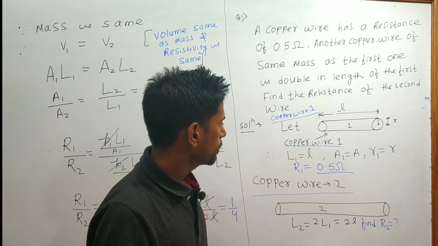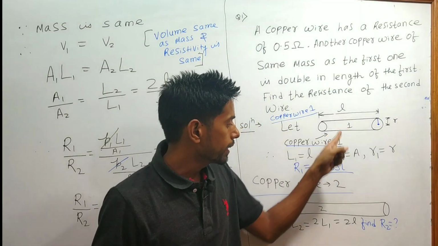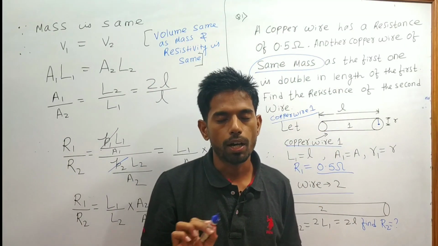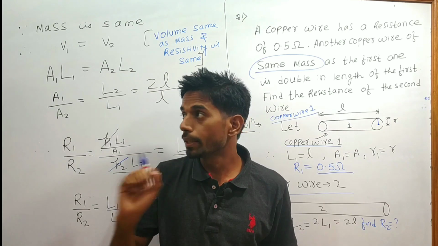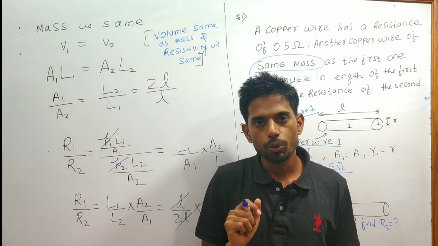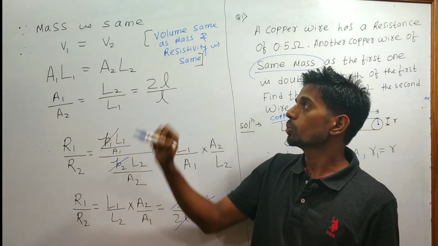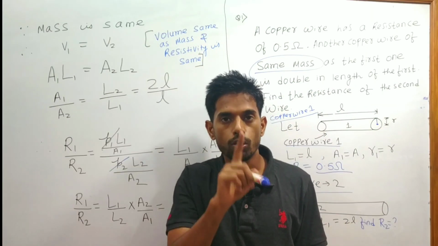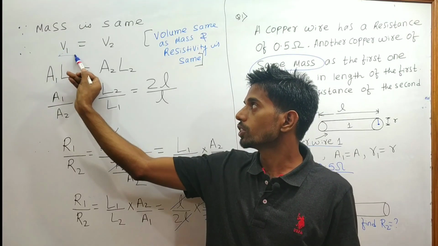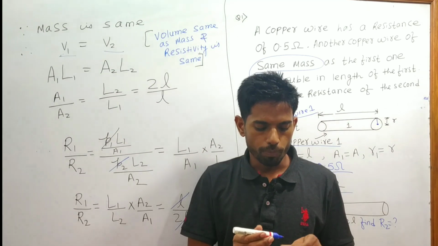So, very simple question. The main thing is this, mass is the same, it is given in the question, meaning both wires have the same mass. Since both are made up of the same material, their resistivity is the same, their density is the same, so we can say that volume also remains the same. Volume of the first wire is equal to the volume of the second wire. So we can say volume 1 is equal to volume 2. This is important. And what do you mean by volume?